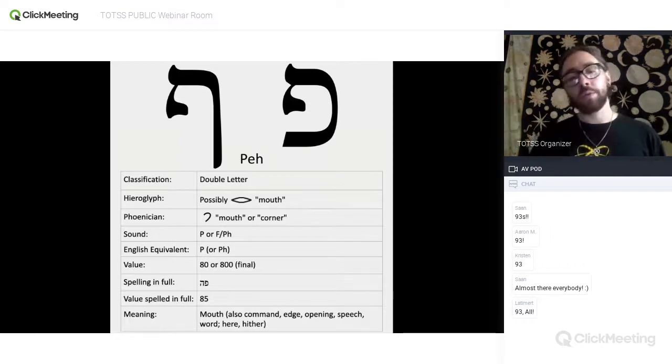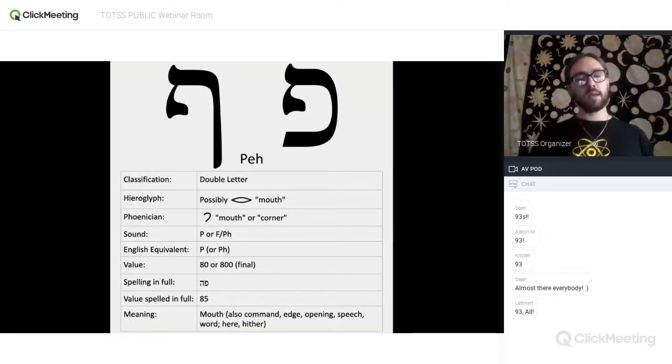Now, as a double letter, we know it's going to have two sounds. It has a hard and a soft sound, and I didn't indicate them, but it's pretty obvious. The P sound is the hard sound, and then PH or F is the soft sound. Its English equivalent is P, or sometimes in transliteration it'll get rendered as PH, but generally P. Its value is 80, or in its final form, it can also have the value of 800. So it's a nice, easy one to remember, 80 or 800. Just add a zero to the end. And then spelled in full, it's spelled Pei-Hei, and that has a value of 85.